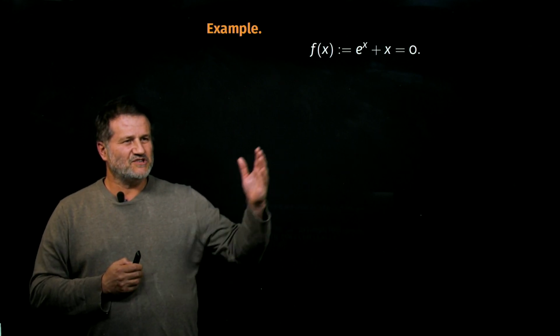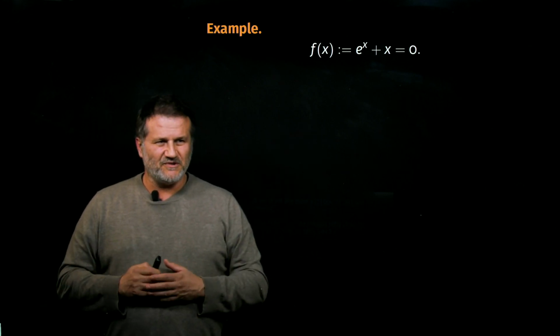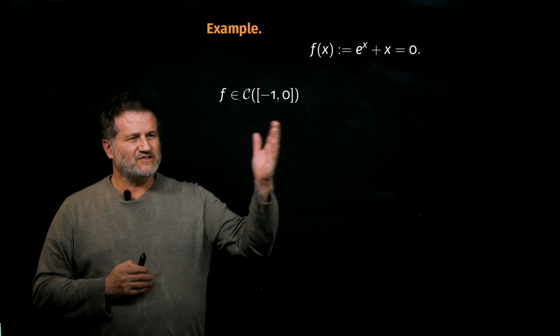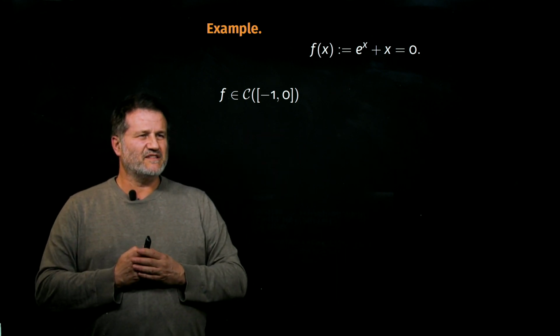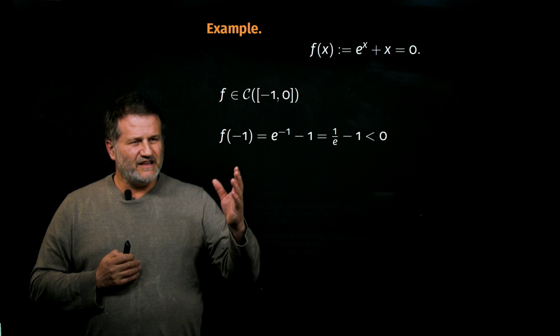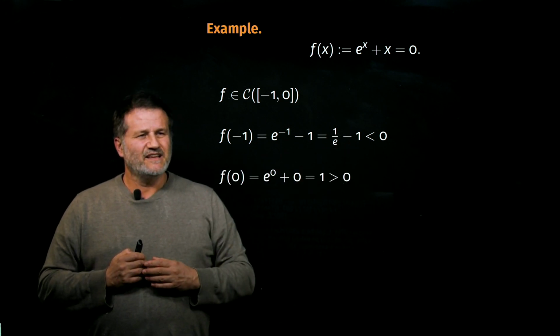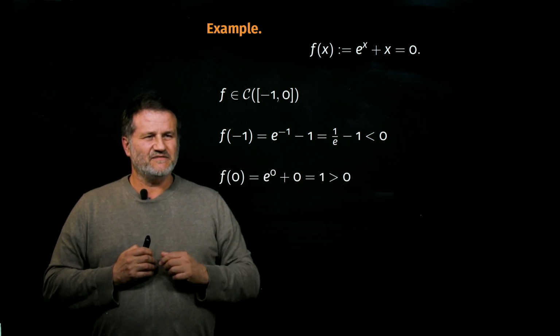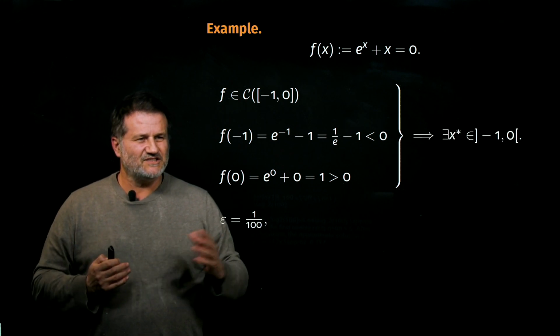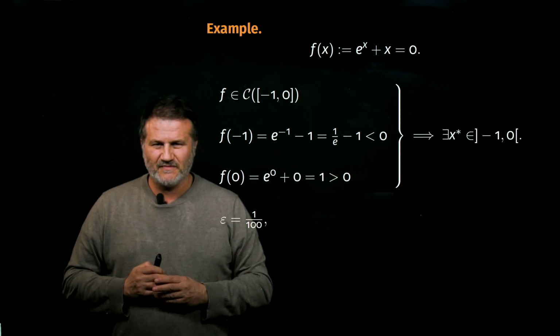Now let's see the application of this algorithm on the equation we introduced before. So we have the equation e^(2x) plus x equals 0. Here we notice that the function f is clearly continuous on the interval [minus 1, 0]. The value at minus 1 is negative. The value at 0 is positive. And therefore, between minus 1 and 0, there is a solution.